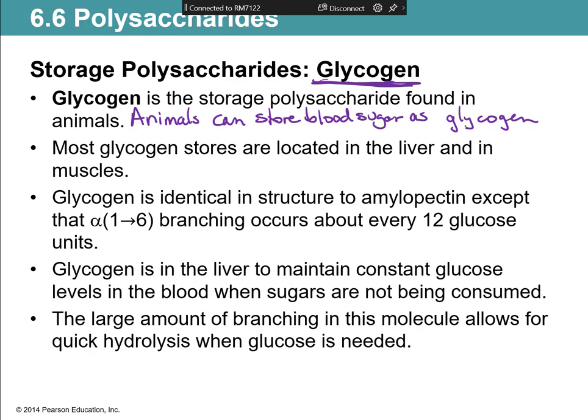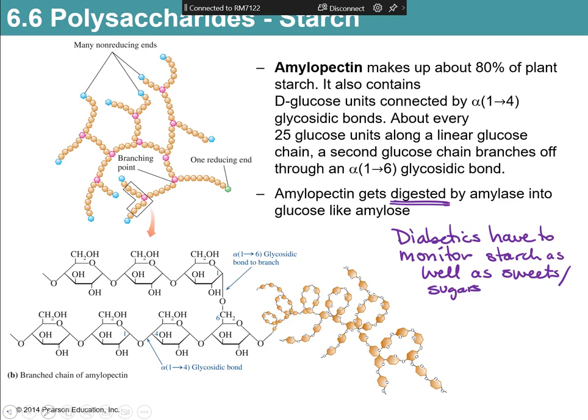Most glycogen is stored in your liver and skeletal muscles. It looks almost identical to amylopectin, so that's branched, except it's a little more branched. It's about twice as branched as amylopectin is. But when we looked at this one back here, you can kind of think glycogen looks a lot like this branched chain of glucose. It's just actually more branched.